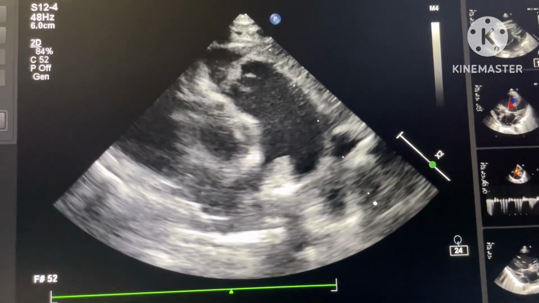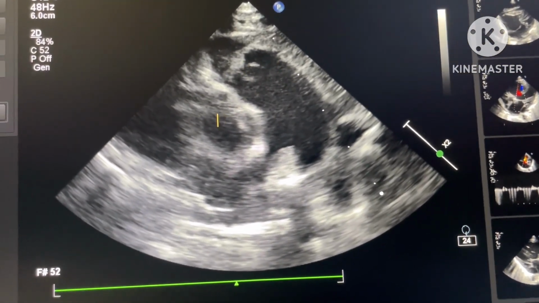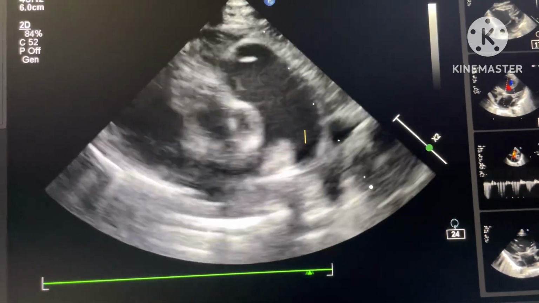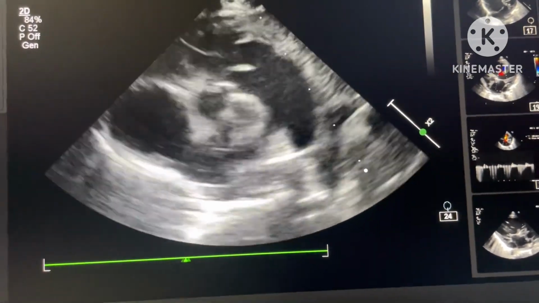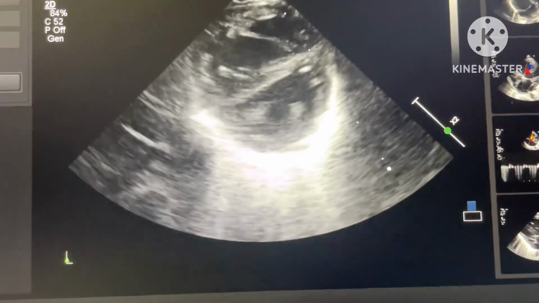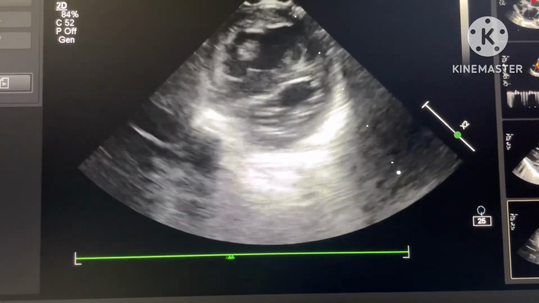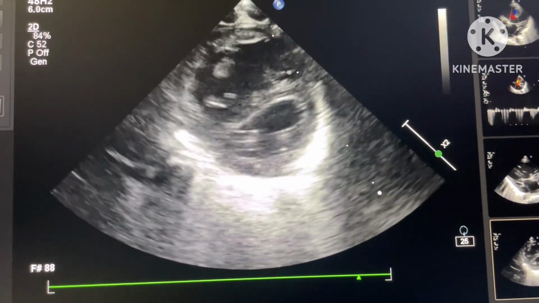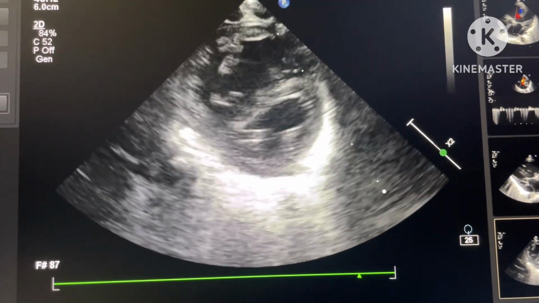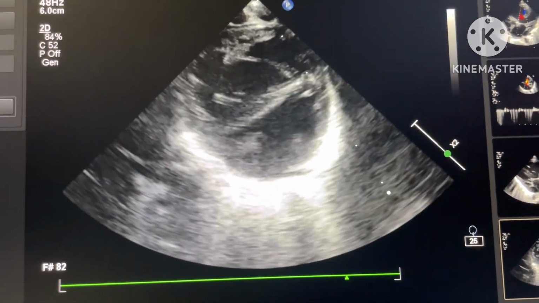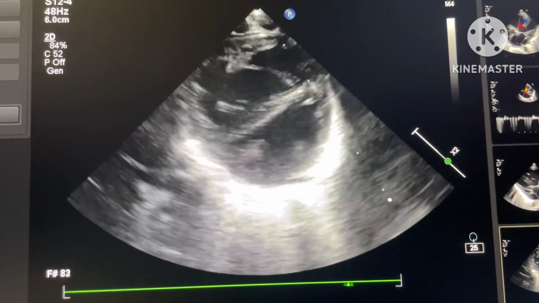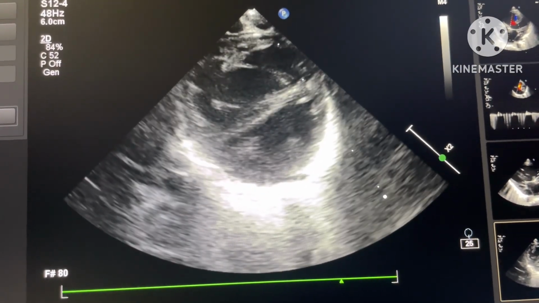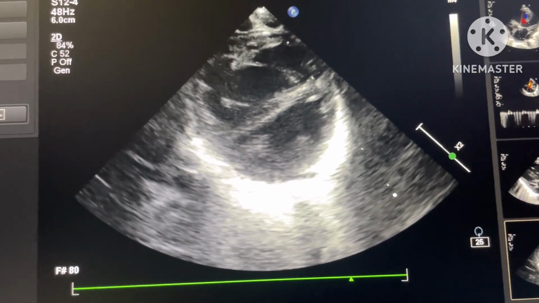This is the main pulmonary artery, this is aorta, this is the main pulmonary artery, this is right pulmonary artery, this is left pulmonary artery. This is parasternal short axis view. The left ventricle chamber is D-shaped, indicating increased right ventricular systolic pressure. This case has severe pulmonary artery hypertension. If there is no pulmonary stenosis and RVSP is severely raised, that means severe pulmonary artery hypertension.